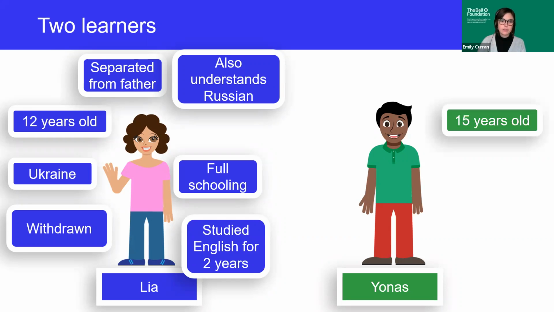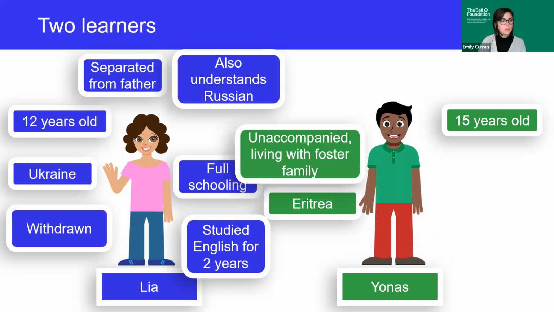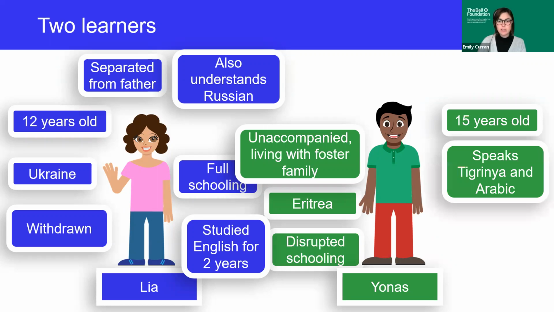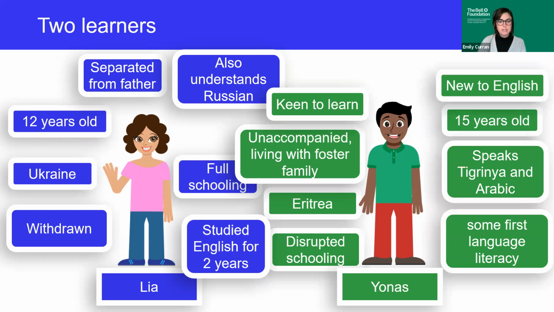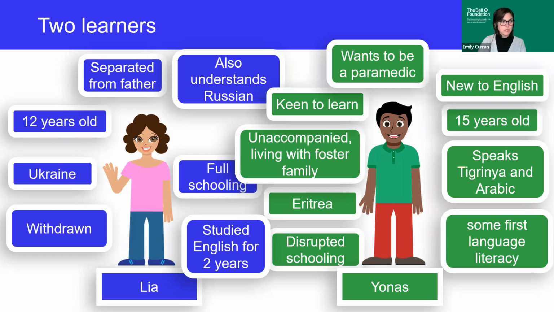And then we have Jonas, a 15-year-old boy from Eritrea, who is an unaccompanied asylum seeker housed with a foster family. He's experienced disrupted former schooling, including periods in camps. He speaks Tigrinya and Arabic and can read and write a little bit in Arabic. He's new to English, but he's very keen and he studies hard, and he's very ambitious and he wants to be a paramedic. So as we can see, they're very different children in terms of age, language and life experiences.